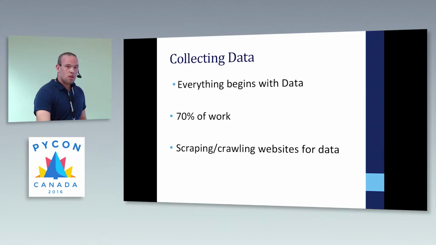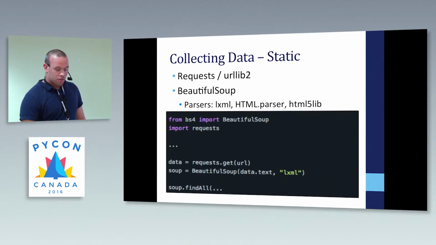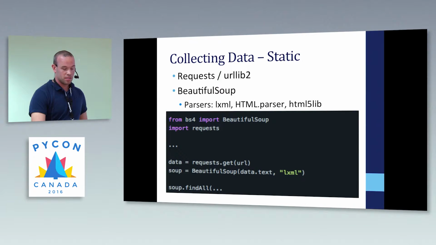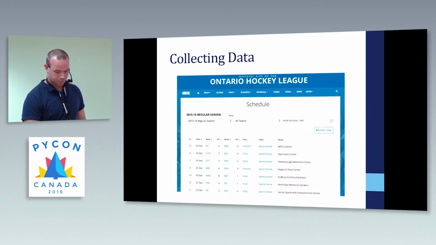So collecting data is where all of our projects start, and it starts with trying to grab data that we can use. And this is 70% of our effort, and usually it involves crawling or scraping websites. I often use requests, a very easy library. I use Beautiful Soup, again, a very easy library to use in scraping. The reason I use these is because they're just so easy to use. Within a couple lines, you're up and running and scraping websites. And for PyCon, I don't have to convince you about the ease of Python.